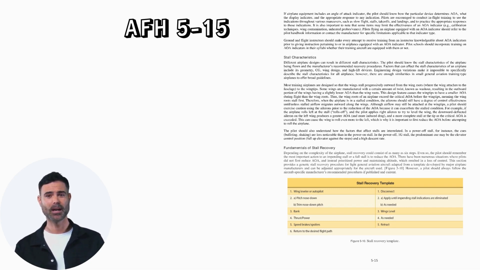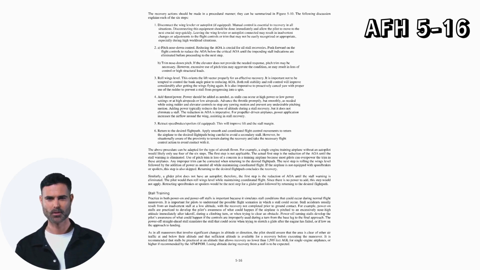This section provides a generic stall recovery procedure for light general aviation aircraft adapted from a template developed by major airplane manufacturers and can be adjusted appropriately for the aircraft used. However, a pilot should always follow the aircraft's specific manufacturer's recommended procedures, if published and current. The recovery actions should be made in a procedural manner. They can be summarized in Figure 5-10. The following discussion explains each of the 6 steps.